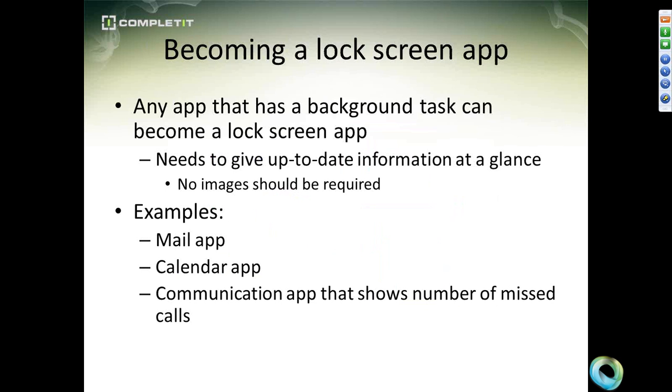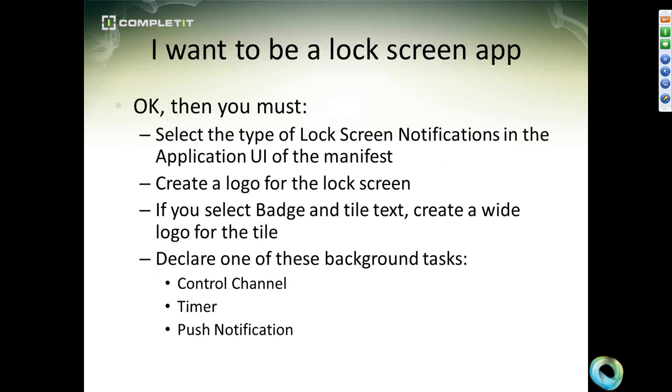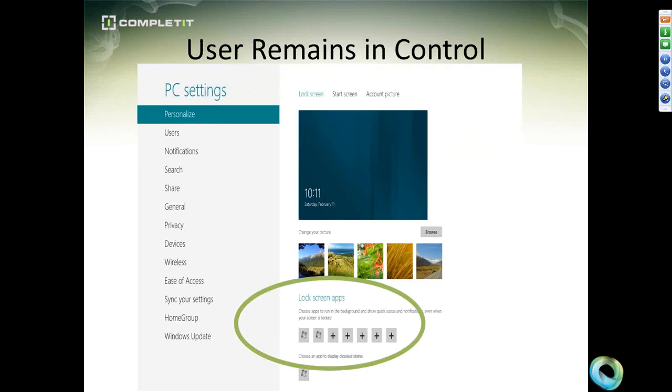Now, I said in the condition list that some triggers can only be used if your application is a lock screen app. That means that your application is running on the lock screen. I was trying before the webinar started if you could see my lock screen. Apparently it doesn't show the lock screen, so I can't show you that. This is how you change your lock screen.